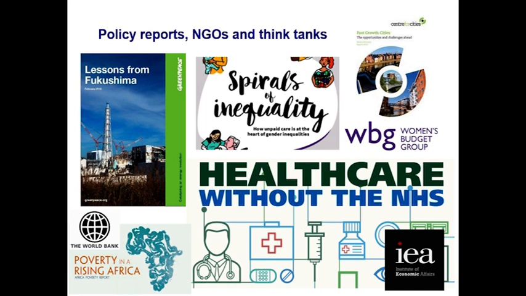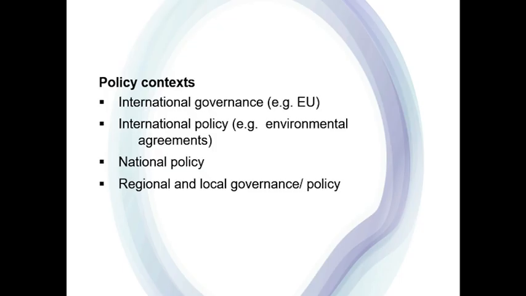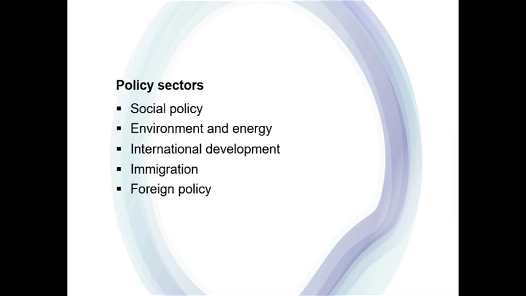So during the course of the semester, you develop a policy evaluation project and you build this up step by step during the module. There's a significant amount of flexibility in your choice of topic for this project. So you might have interests that relate to a range of different policy contexts. You might be interested in policy issues at the international level, or it could be a national level policy problem, or you might want to focus on a regional or local scale. And your interests might link in with one or more different policy sectors. So just to give you some examples, you might have interests in social policy, environment and energy, international development, immigration or foreign policy.